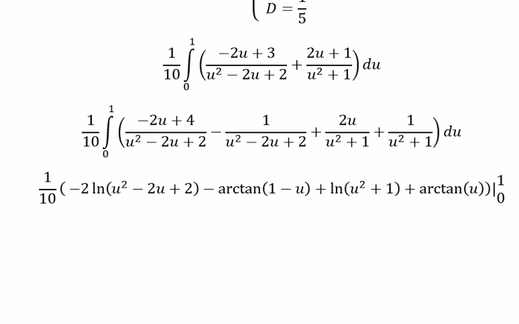So you get the final answer. That should be pi plus ln 16 over 20, and this one is greater than pi over 12.